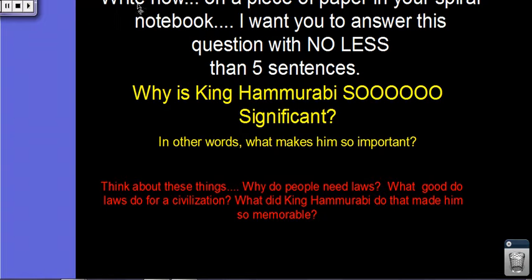that you need. So on a piece of paper in your spiral notebook, I want you to answer this question with no less than 5 sentences. Not 4, not 3, not 2, not 1. 5 or more. You can write more sentences if you want to. And several of my students did that today. The thing that your standard asks, and let me find that standard one more time so I can pull it back up here and show it to you.